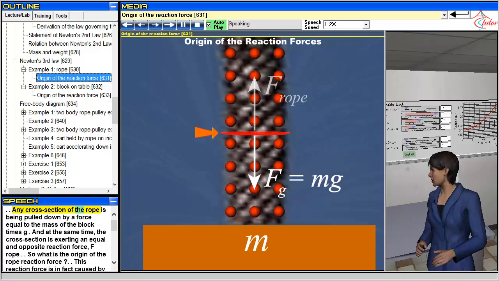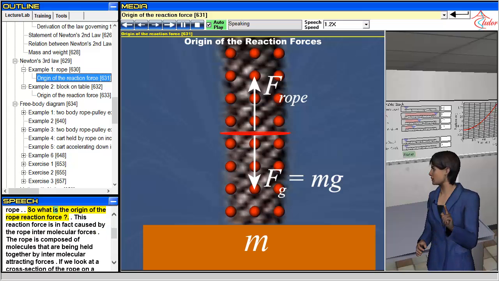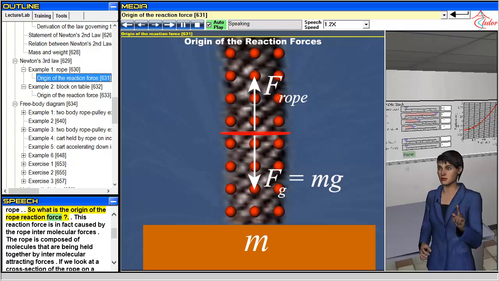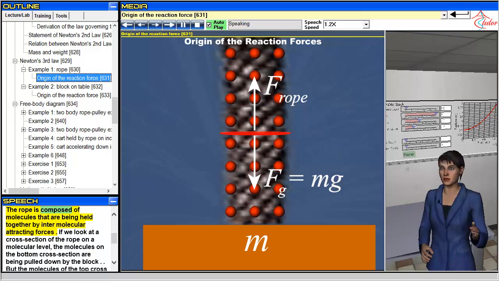Any cross-section of the rope is being pulled down by a force equal to the mass of the block times g. And at the same time, the cross-section is exerting an equal and opposite reaction force, F rope. So what is the origin of the rope reaction force? This reaction force is in fact caused by the rope intermolecular forces. The rope is composed of molecules that are being held together by intermolecular attracting forces.